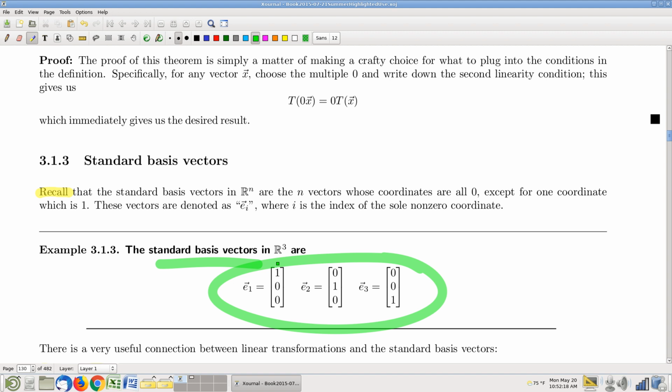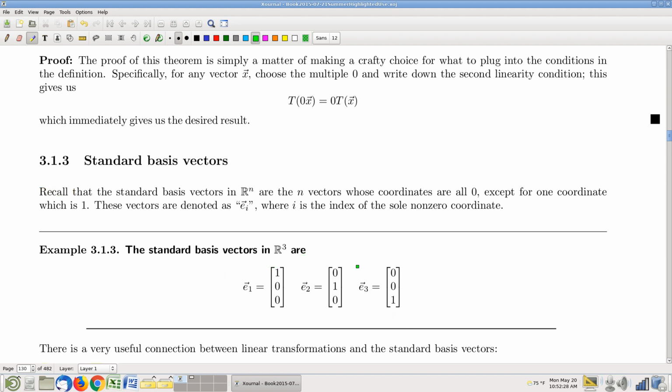These are our standard basis vectors. These are the unit vectors that point along the axes. It turns out these are special in various different ways. We've already seen one example of these being special. Let me just remind you of a neat fact about standard basis vectors.